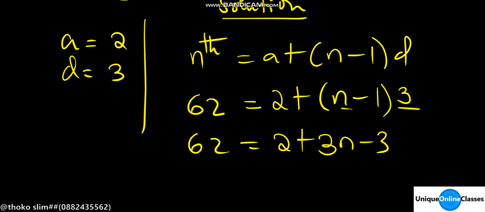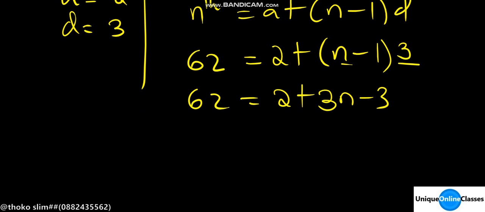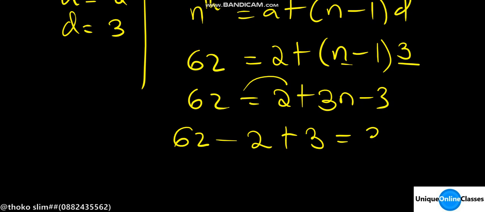So it's just a matter of combining like terms together. We take 62, minus 2, and plus 3, which is equal to 3n. I go through each and every step so that you understand it well. If I just went straight to the answer, it would be confusing. So if you subtract 62 minus 2, that will be 60, and 60 plus 3 will be 63.